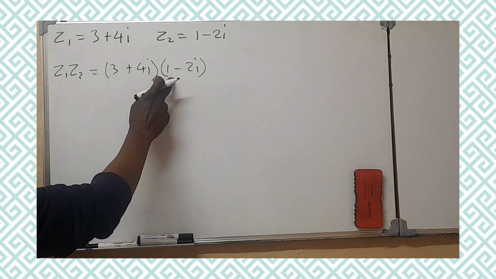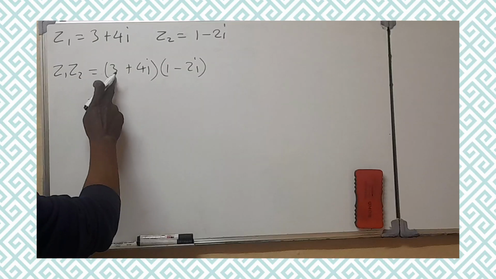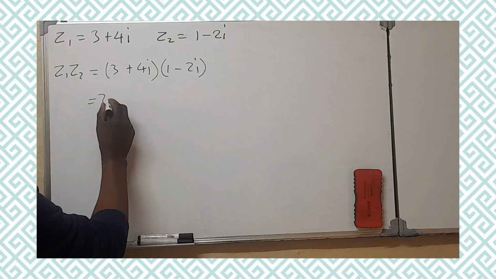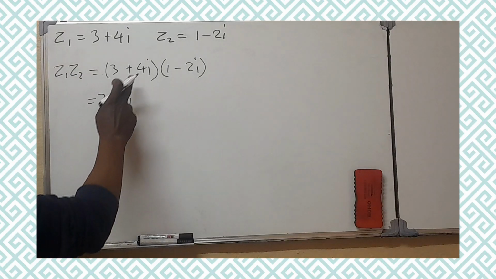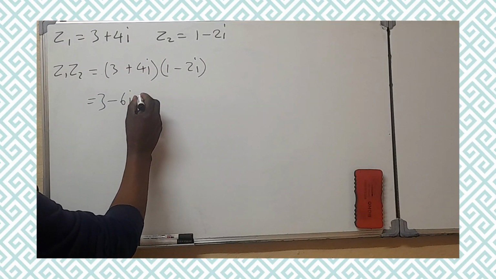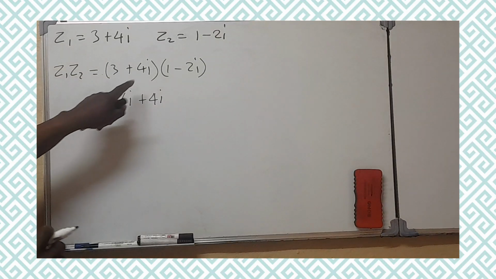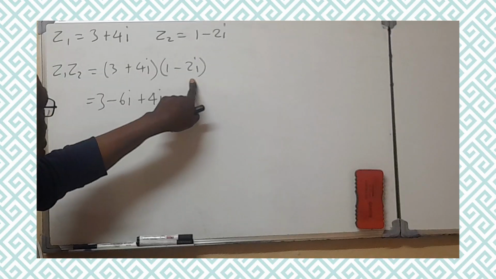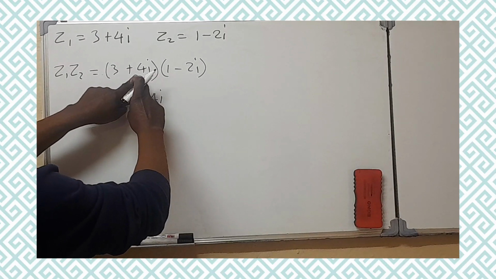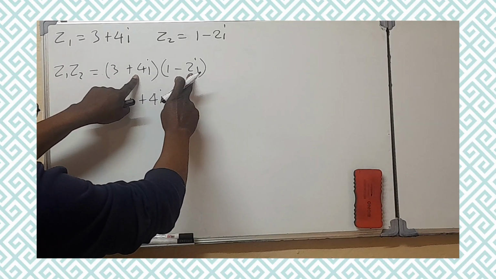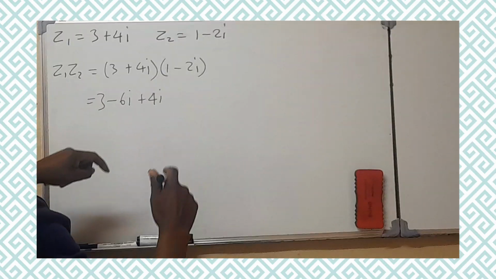3 times 1 is equal to 3. 3 times minus 2i is minus 6i. 4i times 1 is plus 4i. 4i times minus 2i. Now we must first of all deal with our real part. 4 times minus 2 is minus 8. And i times i is minus 1.